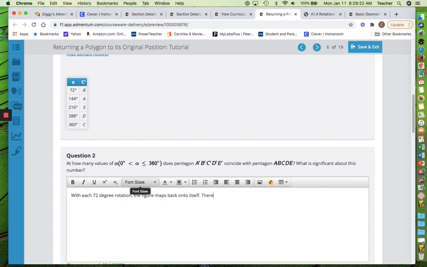There are 5 values, because of the pentagon, or like 5 mappings, because that's how many times it landed back onto itself. And that's because there are 5 sides to a pentagon. This one just happens to be a regular pentagon.